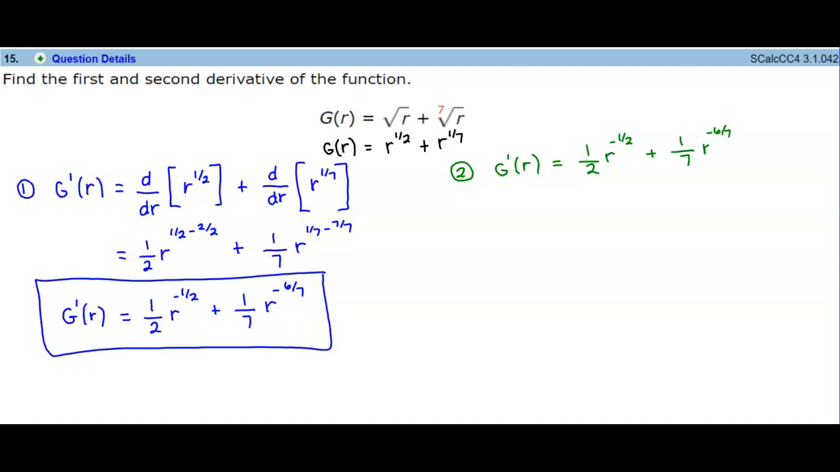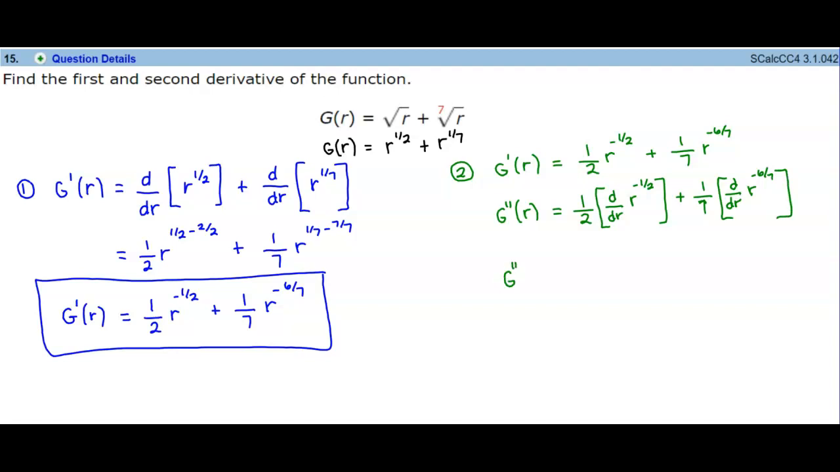Okay, so what we want to do is we want to find the second derivative. So to find the second derivative, we're going to take 1/2, and then we're going to find the derivative with respect to r of r to the negative 1/2, plus 1/7 times the derivative with respect to r of r to the negative 6/7.